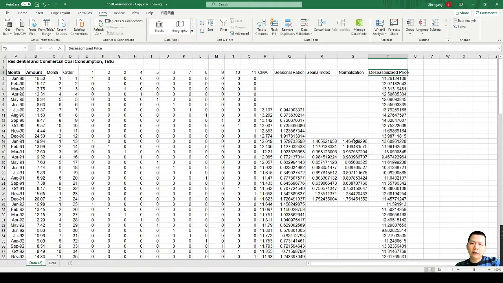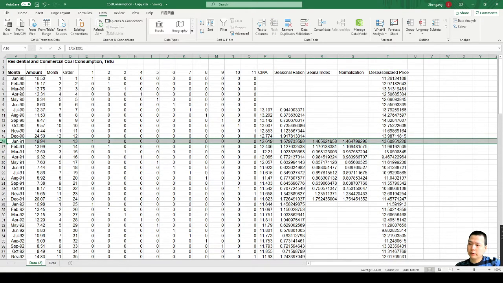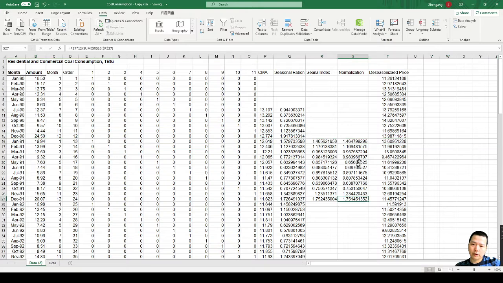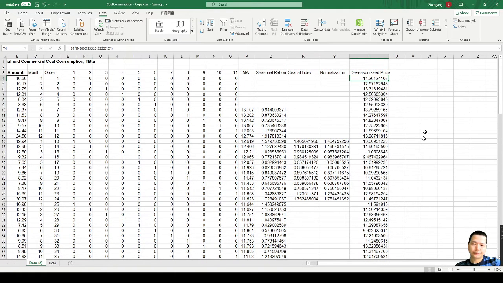It's better to start from January. If you don't start from January here, the index won't work. For the seasonal index and normalized index, where you start doesn't matter, but it is easier to use INDEX if you start from January. Another way is to use VLOOKUP if you don't start from January.